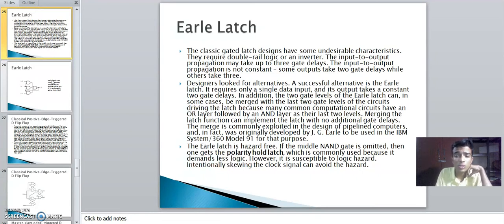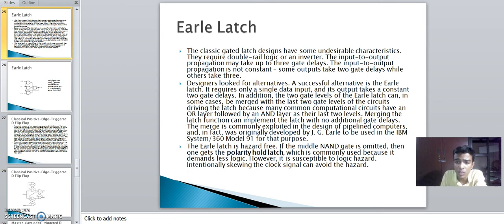Some outputs take 2 gate delays and some take 3, and it all depends upon the situation. It's based upon the gate delays. Designers look for alternatives. A successful alternative is the Earl latch. It requires only a single data input and its output takes a constant 2 gate delays.